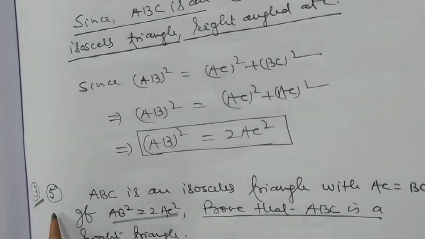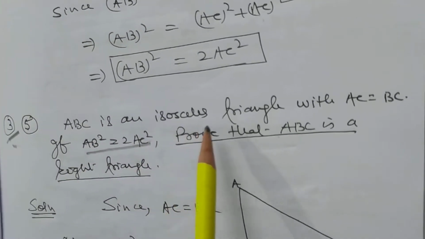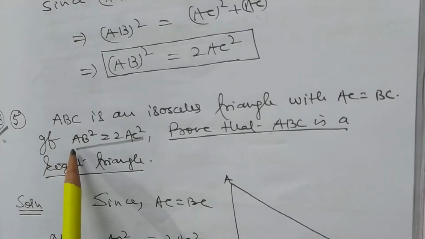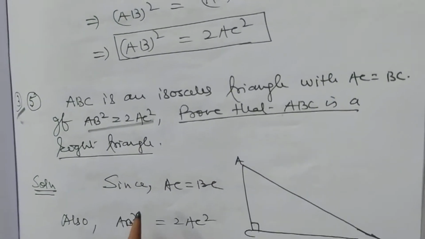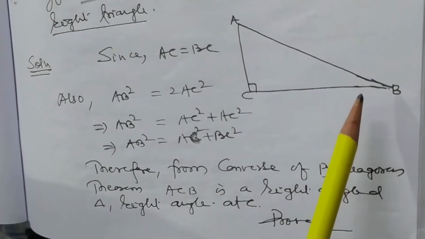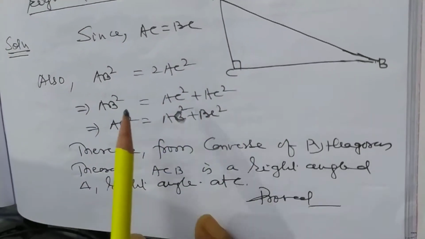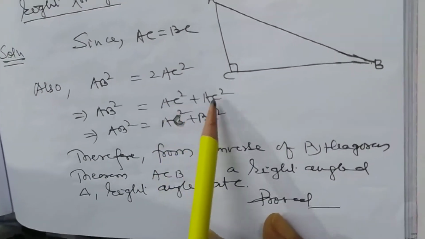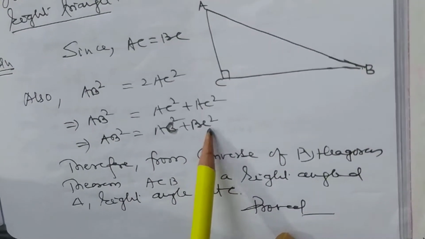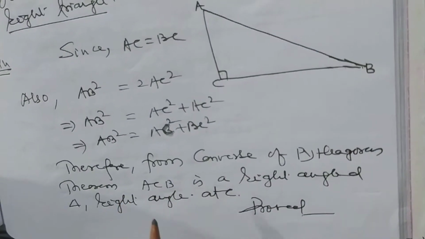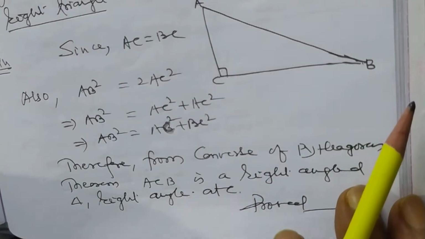Now, problem number 5 and problem number 3 of this study material. ABC is an isosceles triangle with AC equal to BC. If AB square is equal to twice AC square, prove that ABC is a right angle triangle. Since AC is equal to BC, AB square is equal to twice AC square. So AB square is equal to AC square plus AC square. So AB square is equal to AC square plus BC square. Therefore, from converse of Pythagoras theorem, ABC is a right angle triangle, right angle at C.